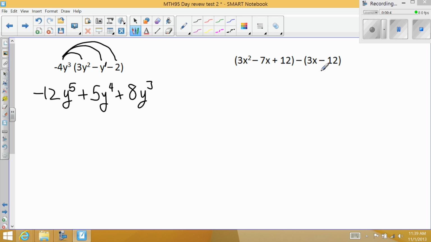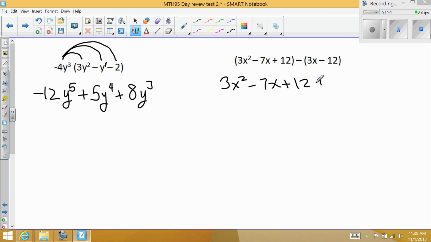Okay, subtracting polynomials is just a matter of combining like terms, but we do want to be particularly careful with subtraction because it's easy to accidentally lose a sign. So I'm going to go ahead and take the time to first rewrite the problem and distribute this subtraction through.